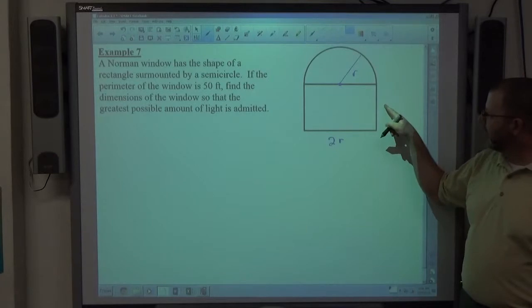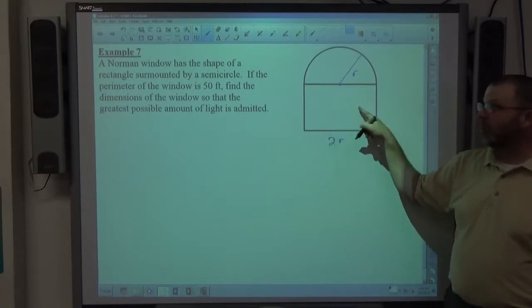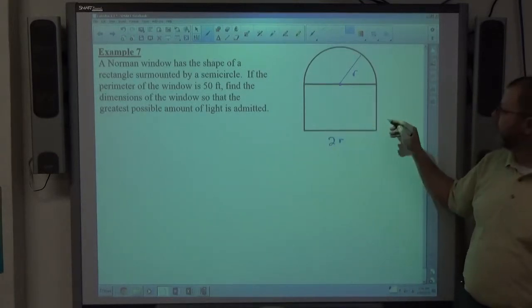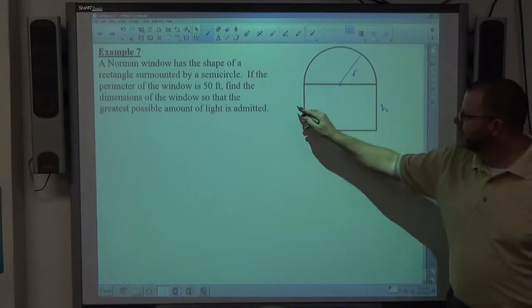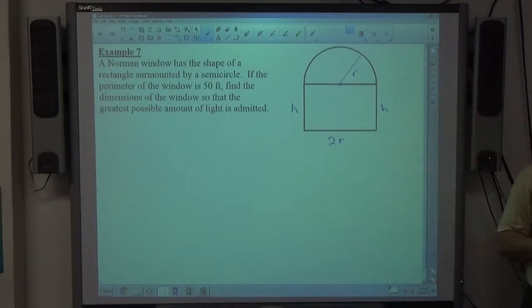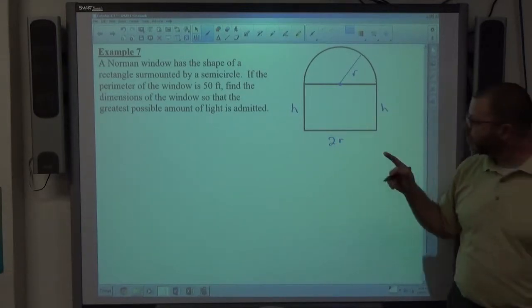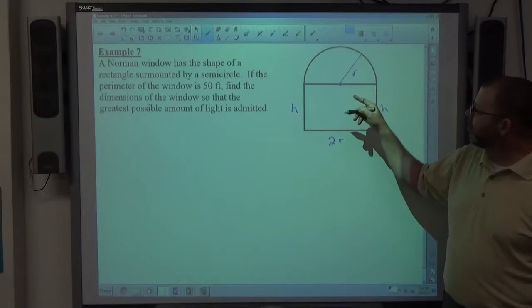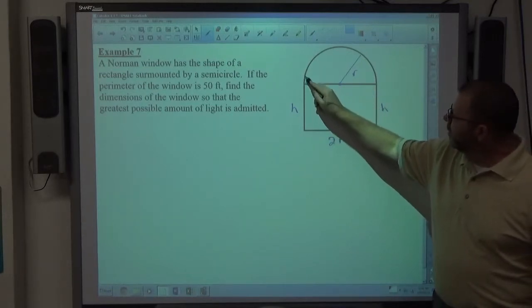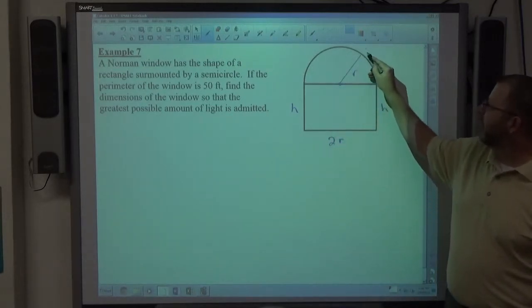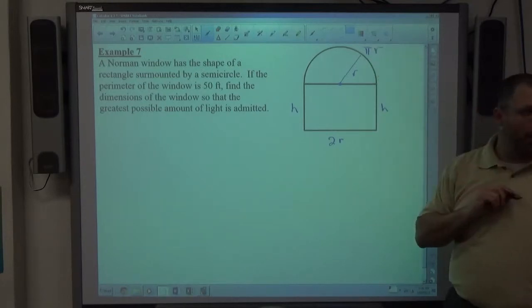There's nothing telling me that this has to be the same as that because it does say a rectangle surmounted by a semicircle, right? So I'm going to call that H. And we want to limit the number of variables, but there's no way I can make this relate to that, so I have to use different variables for that. And if we remember Algebra 1, the perimeter of half a circle is just pi times the radius, so pi r.